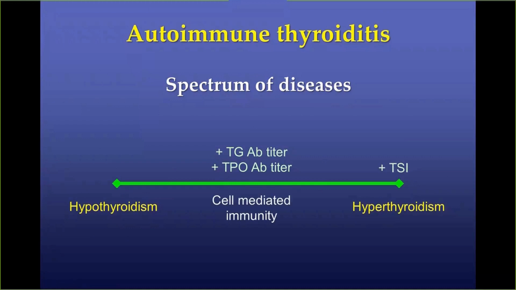On the side of the hyperthyroidism, you'll see more thyroid-stimulating immunoglobulin, and that's a positive antibody that helps to differentiate Graves' disease from other causes of hyperthyroidism. And sometimes we still see it in Hashimoto's, but it's very uncommon to see TSI positive in Hashimoto thyroiditis. It's more common with Graves' disease.